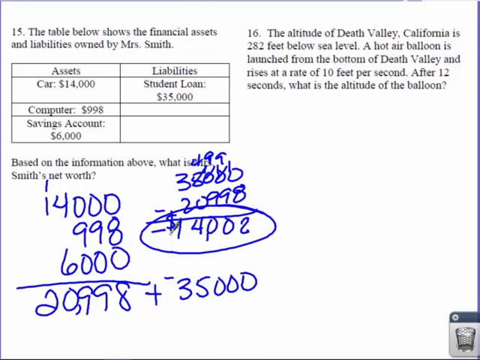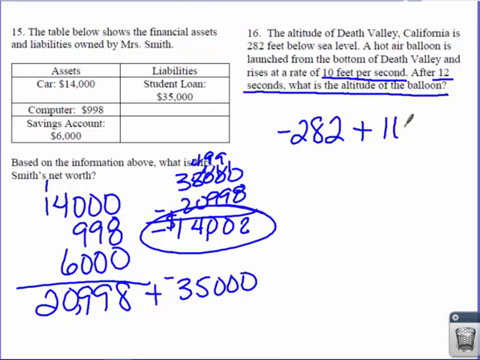Last problem. The altitude of Death Valley, California is 282 feet below sea level. A hot air balloon is launched from the bottom of Death Valley and rises at a rate of 10 feet per second. After 12 seconds, what's the new altitude of the balloon? Okay, so it starts out as 282 feet below sea level, so that's a negative. And it's going to rise, add 10 feet per second for 12 seconds.